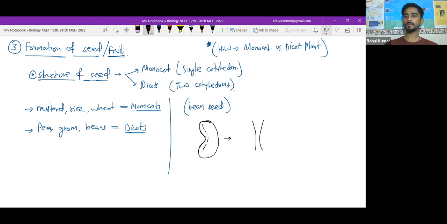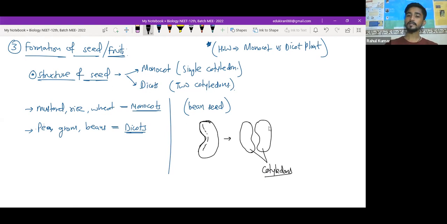I should draw it differently. When you open the seed, it looks something like this as a pair, right? It gets split into two, correct? These two parts are called cotyledons.